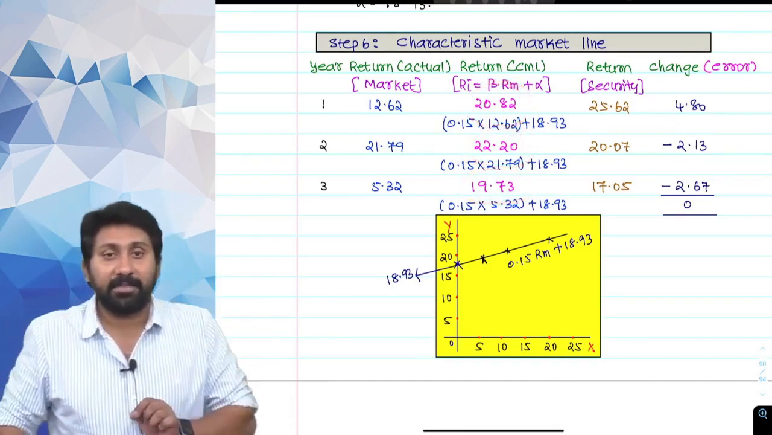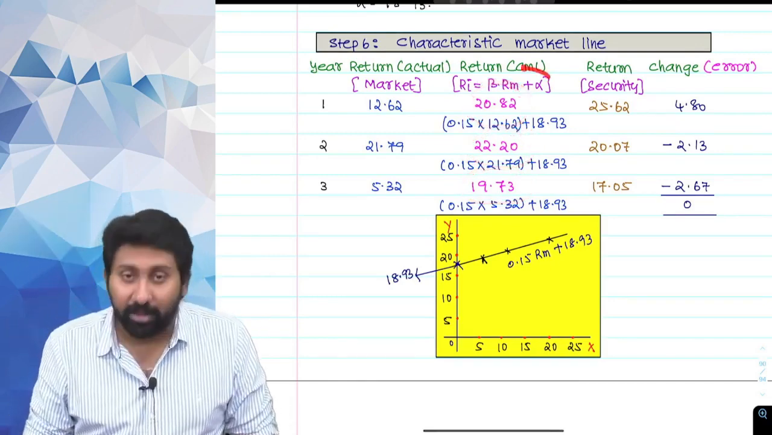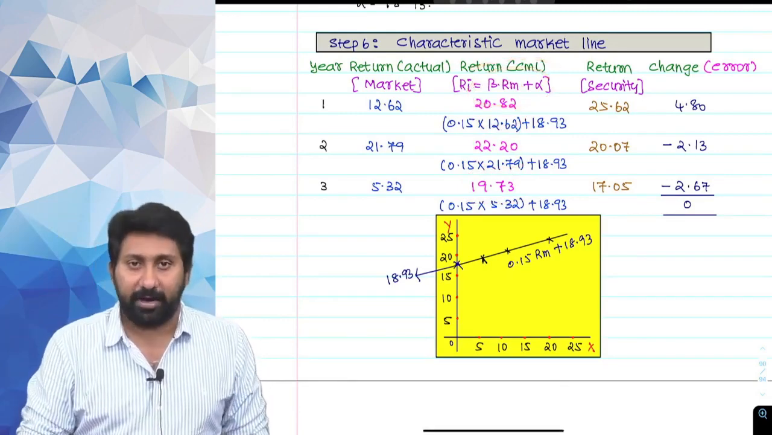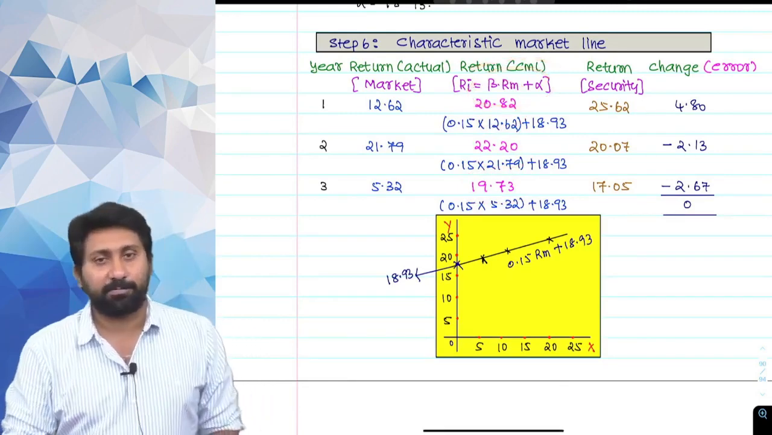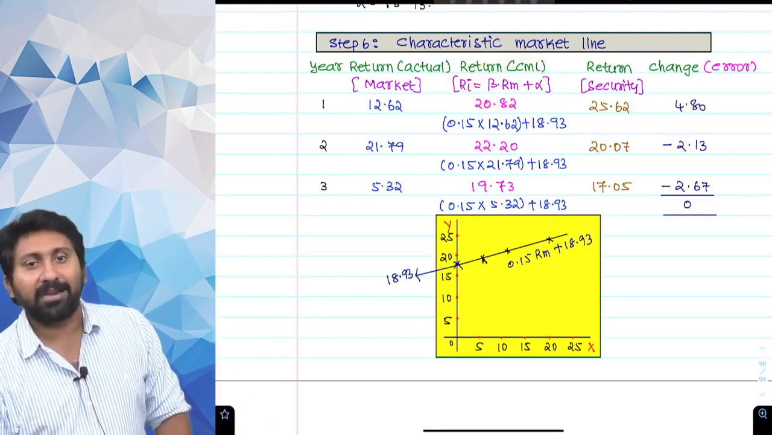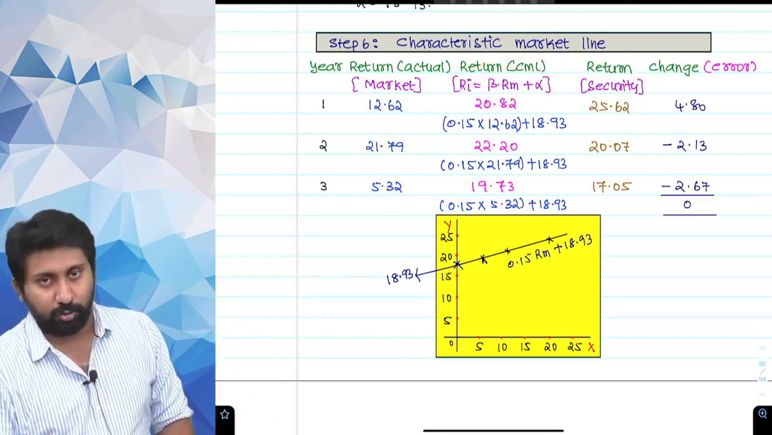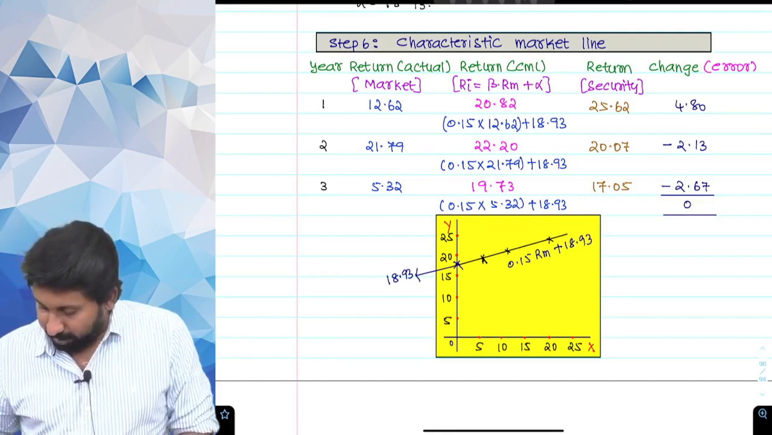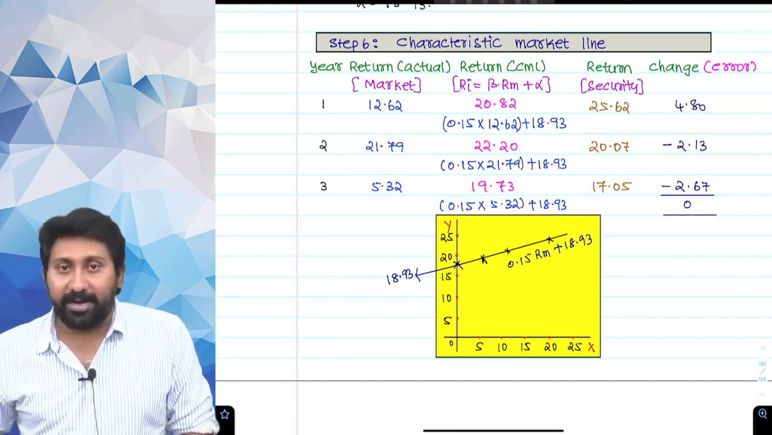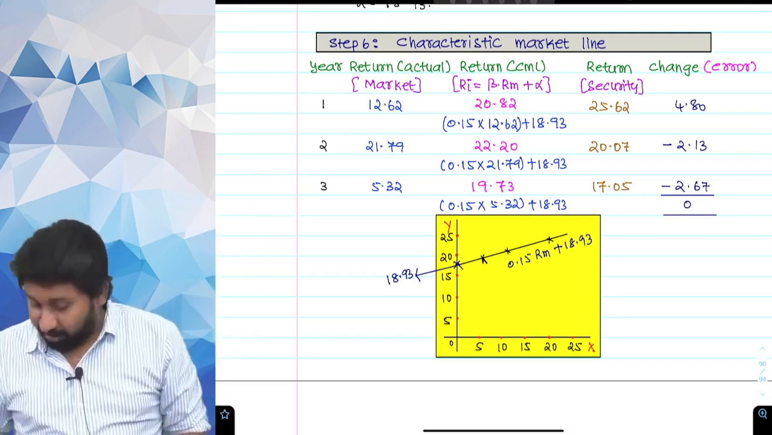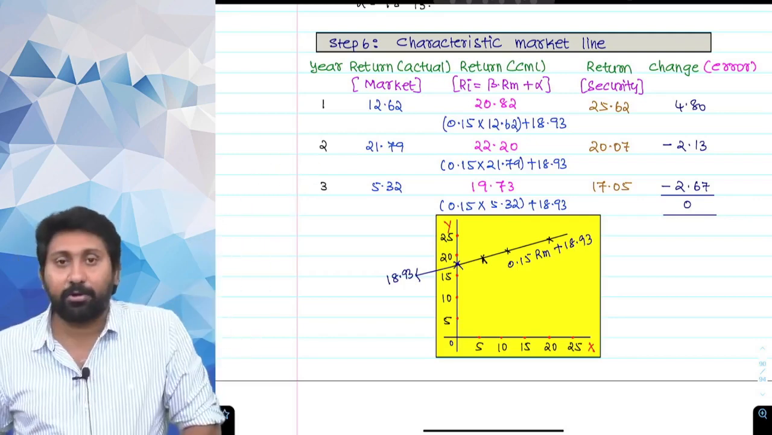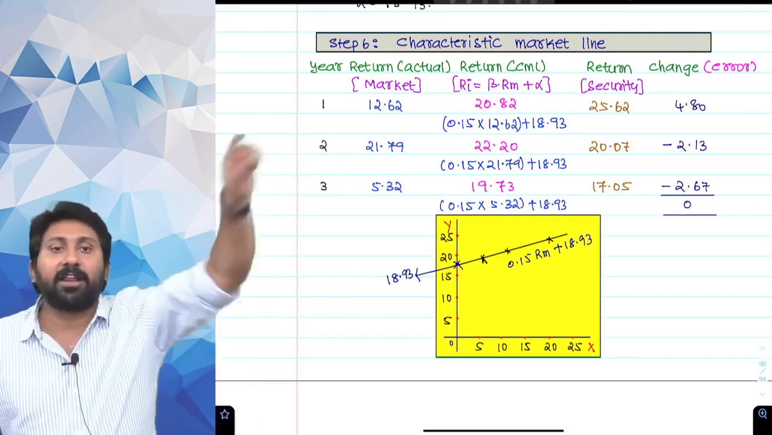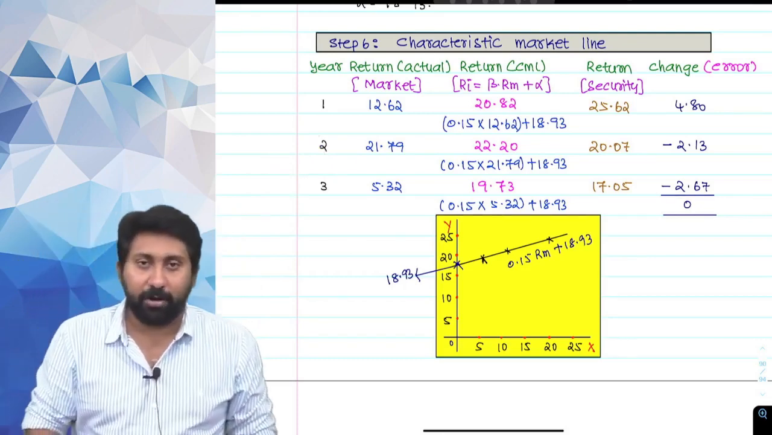Returns from the security, depending on the market. That means the market influences me 0.15 times. If the market is giving 12.62, I will be giving 12.62 into 0.15, which is 1.893, but I have a constant return of 18.93 even though the market doesn't influence me. Therefore, my total return has become 20.82. 20 point what, sir? 82.